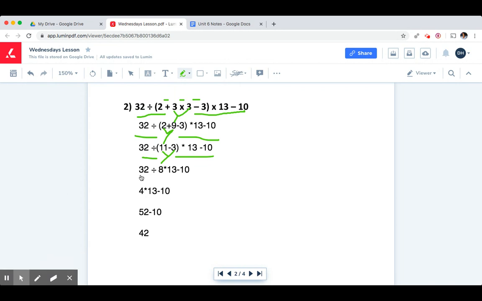Now I have division, multiplication, and subtraction left, but no parentheses. So I know that I need to look for division and multiplication first. 32 divided by 8 is the first thing that happens, so I need to do that first. That gets me 4. Next, I'll do 4 times 13 to get 52. And last, 52 minus 10 is 42.